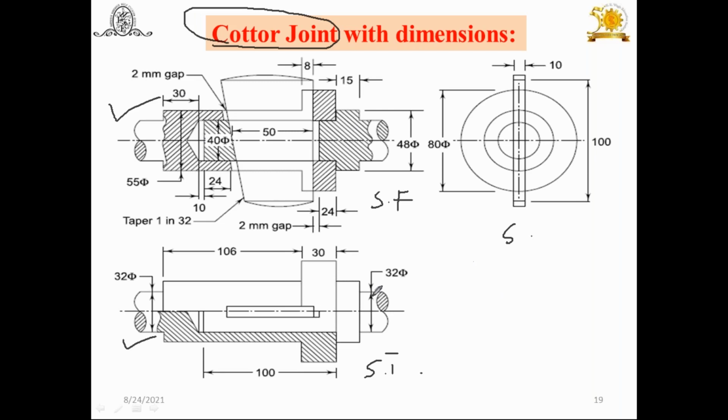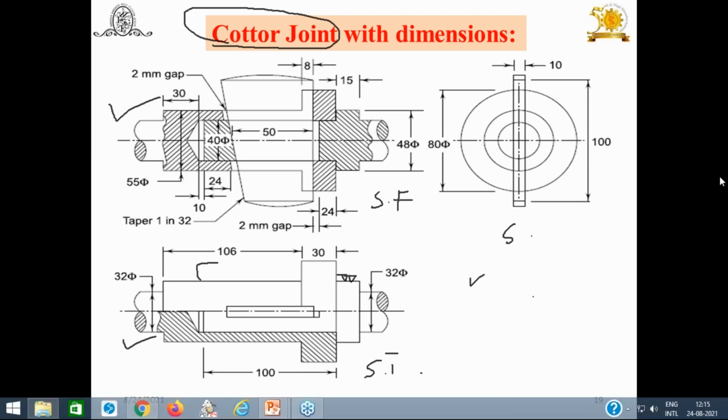But it's not a production drawing. It becomes a production drawing when I use limits, fits, tolerances, geometric tolerances, and surface roughness symbols on this. Then it becomes a detailed drawing of a cotter joint, or production detailed drawing of a cotter joint. In this way, you have to design the cotter joint.